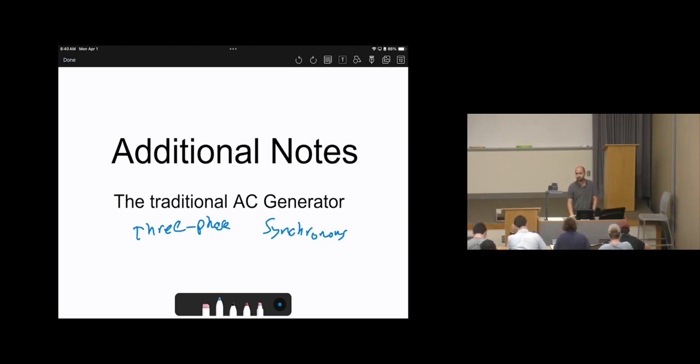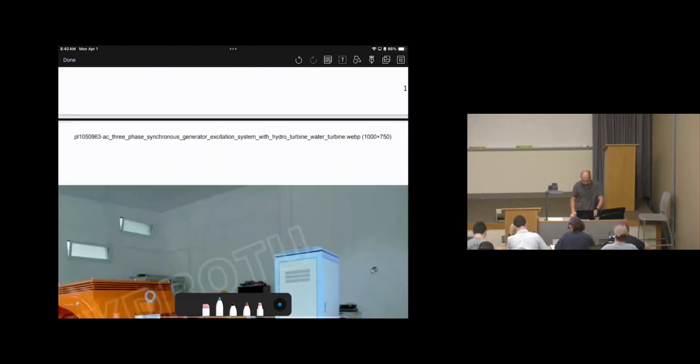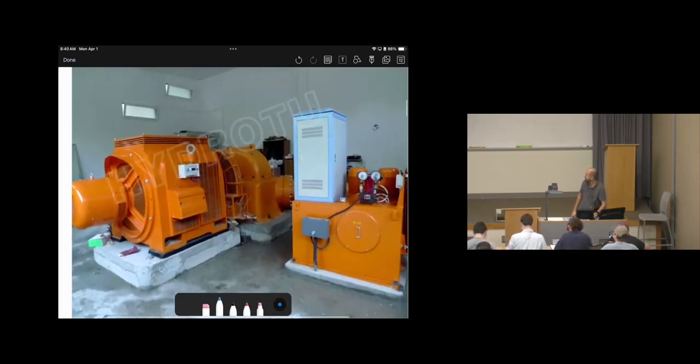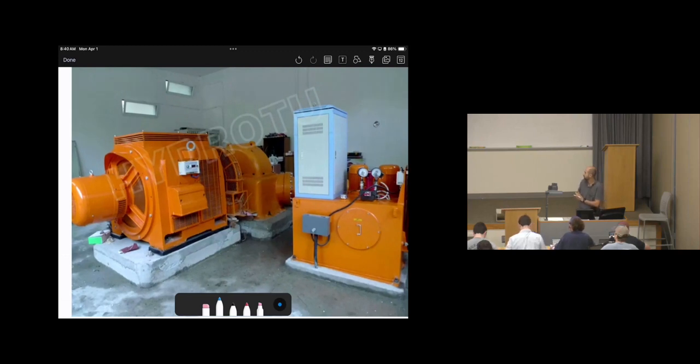How does the generator look? It will be very large, very huge, because it is used for supplying cities, or very large areas. So this is the picture of it. You can see how big it is, and it can be maybe larger than this room.